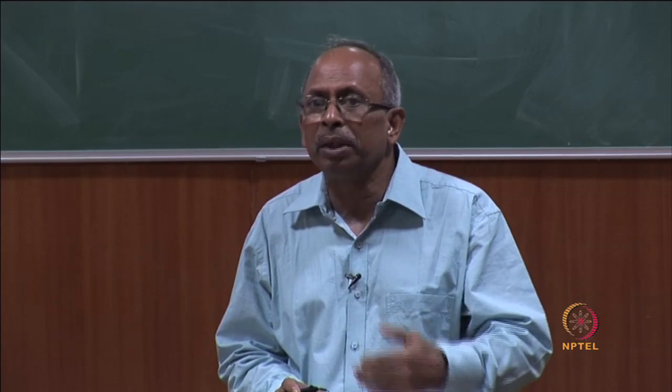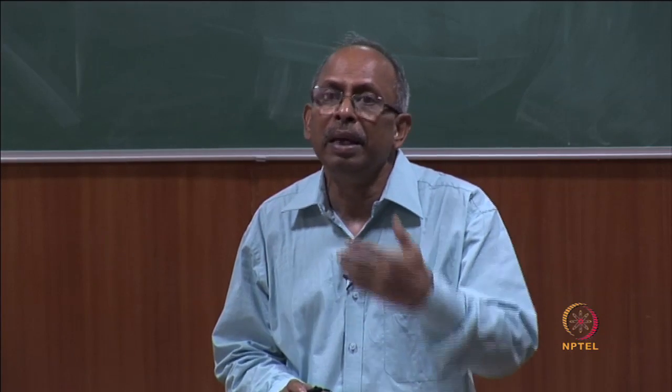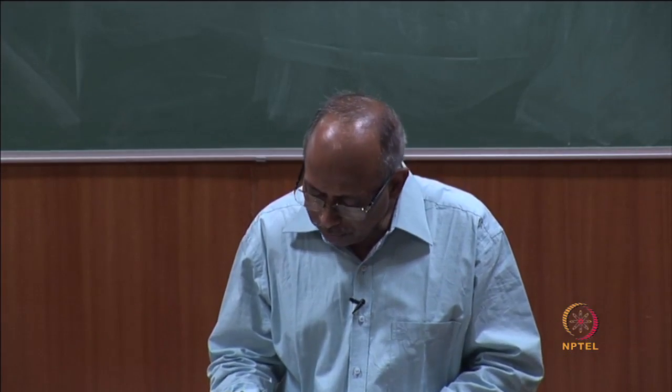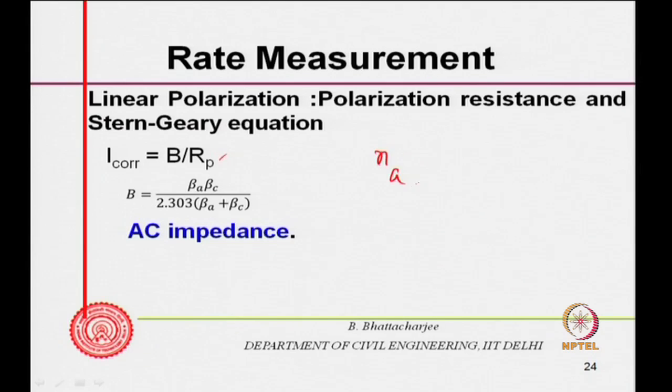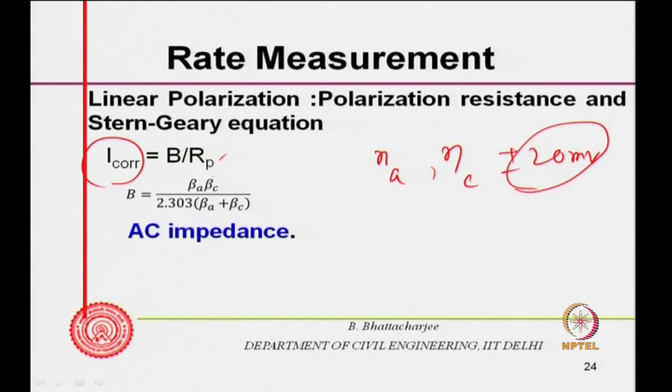I only wanted to mention that corrosion rate can be found out by the linear polarization technique, where you have a small overpotential, nu A or nu C, within plus minus 20 millivolt. The slope of the Tafel line in this zone, where nu A, nu C do not exceed 20 millivolt, gives us R p, and I corr is B over R p. B is the Stern-Geary constant given by this formula.